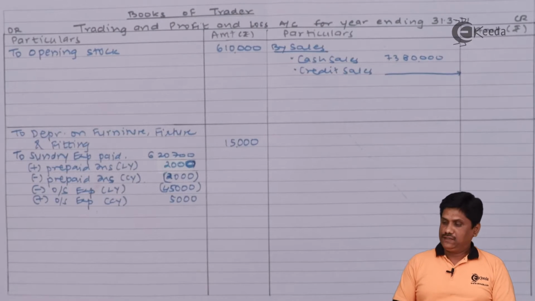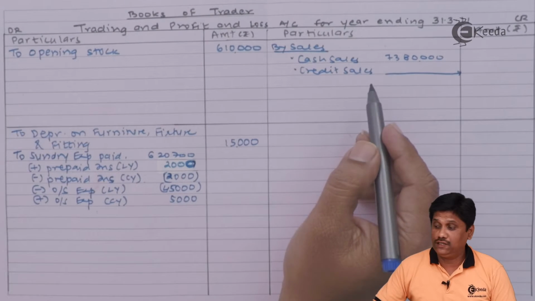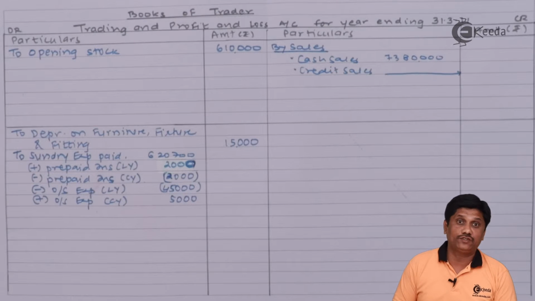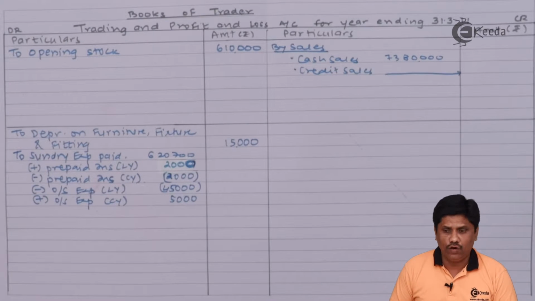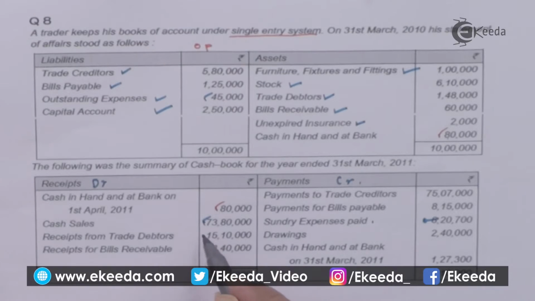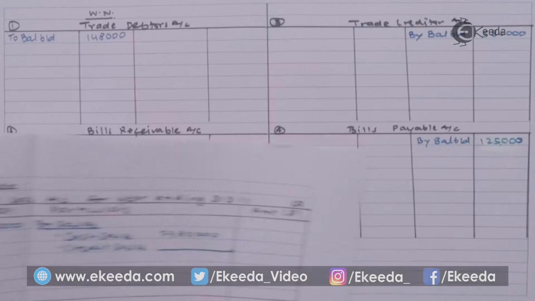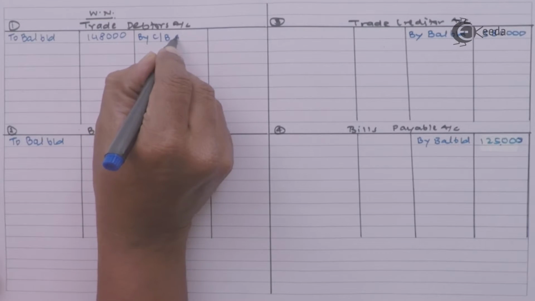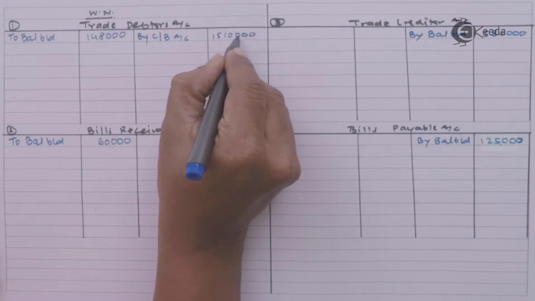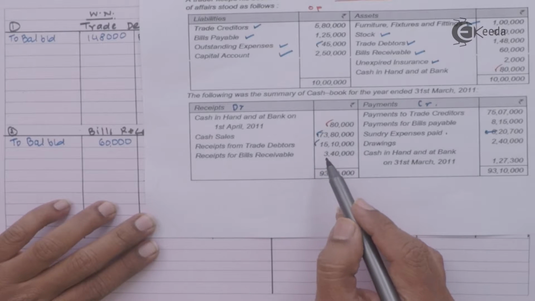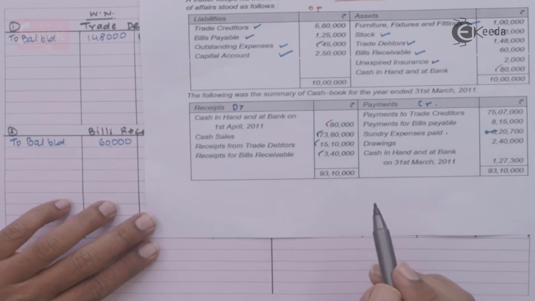Students, we have written cash sales, but I have also kept a line for credit sale because we have a debtor, so there has to be a credit sale. So we'll wait and watch. Receipt from debtors. Can I say cash or bank account is debited? I need to credit my debtors account by cash or bank. Next, they have given you receipt from bills receivable. For this, I will credit my bills receivable account.